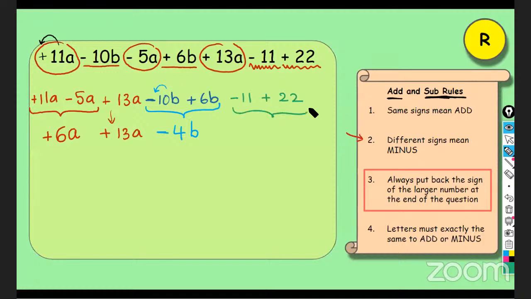Let's handle the regular boring values without any letters. Once again, it's rule 2, because 11 is negative and the 22 is positive. The signs are different. Different signs mean minus. If you have $22 and somebody takes away $11, you're going to get what? 11, and you put back the sign of the larger value. How many people at least had up to there? We're not finished because we need to simplify the red part still, the 6A and the 13A. All right? So let's handle the red part here now.